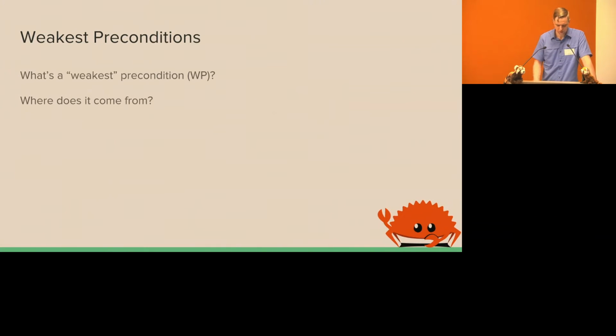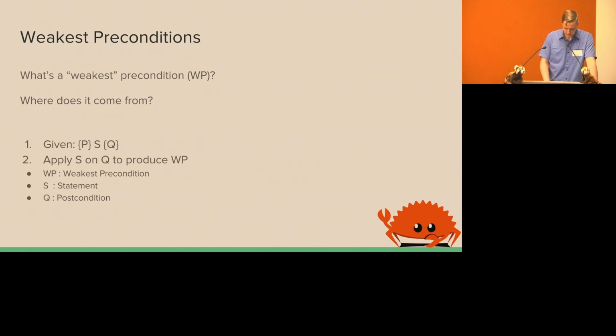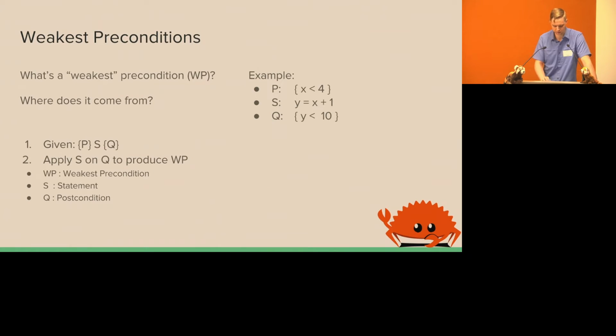But we leveraged it to generate these weakest preconditions. And the weakest precondition, it's the most permissive precondition that you can come up with. And it's generated by applying the statements in reverse order to the postcondition. And you generate a new weakest precondition. So let's look at an example of how that goes.